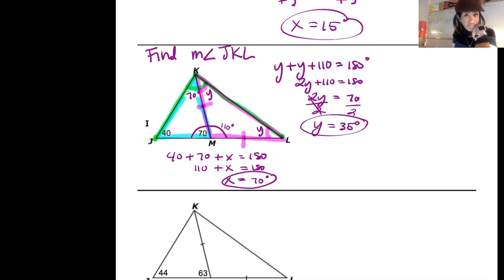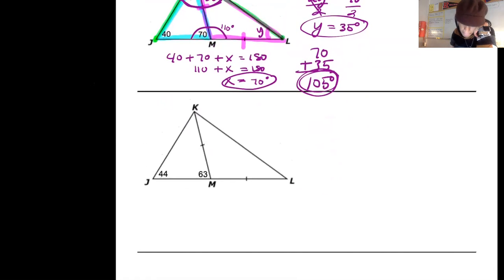So what is the measure of angle JKL? Is it 70 degrees? Is it 35 degrees? Remember what I told you, go back to your picture. Make sure you label your picture. We said that we were looking for this big piece here, right? So that would be a combination of both 70 and 35. So 70 plus 35 equals 105 degrees. So the measure of angle JKL would be 105 degrees.